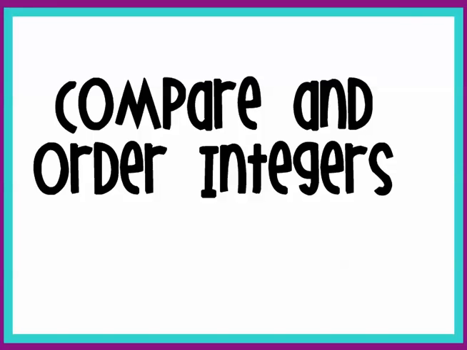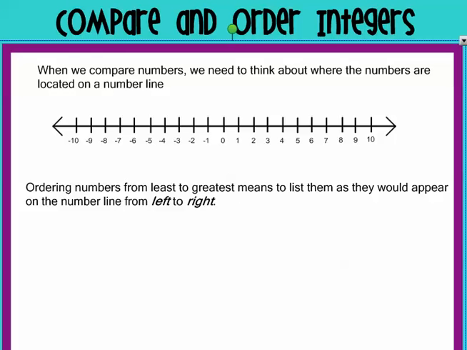In this lesson, we will look at how we compare and order integers. When we compare numbers, we need to think about where the numbers are located on a number line. Ordering numbers from least to greatest means that we are going to list them as they would appear on the number line from left to right. So in our listings, our negative numbers will come first in order, then we'll get to 0, and then our positive values will be listed in order from least to greatest.